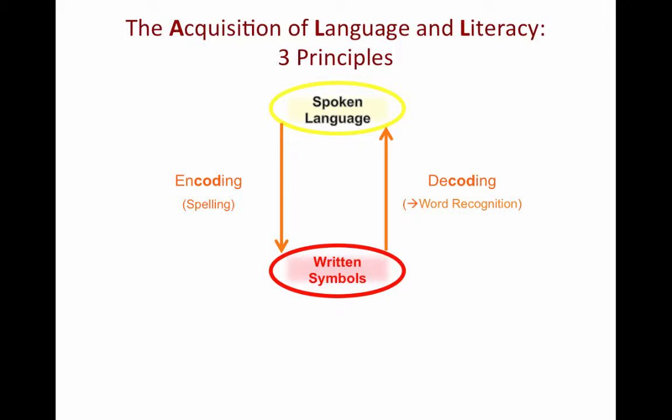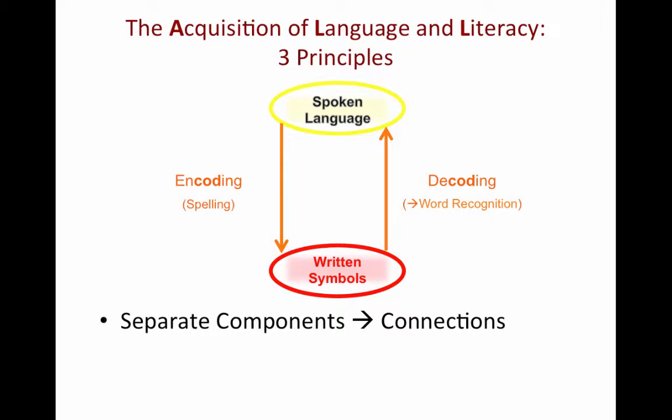In order to associate two things with each other, such as the sound sequence SAM and the written letters SAM, first we have to know about the separate components. The spoken language sounds on the one hand and the written language symbols on the other hand. Then connections can be made, with the bottom-up connections tending to precede the top-down connections.